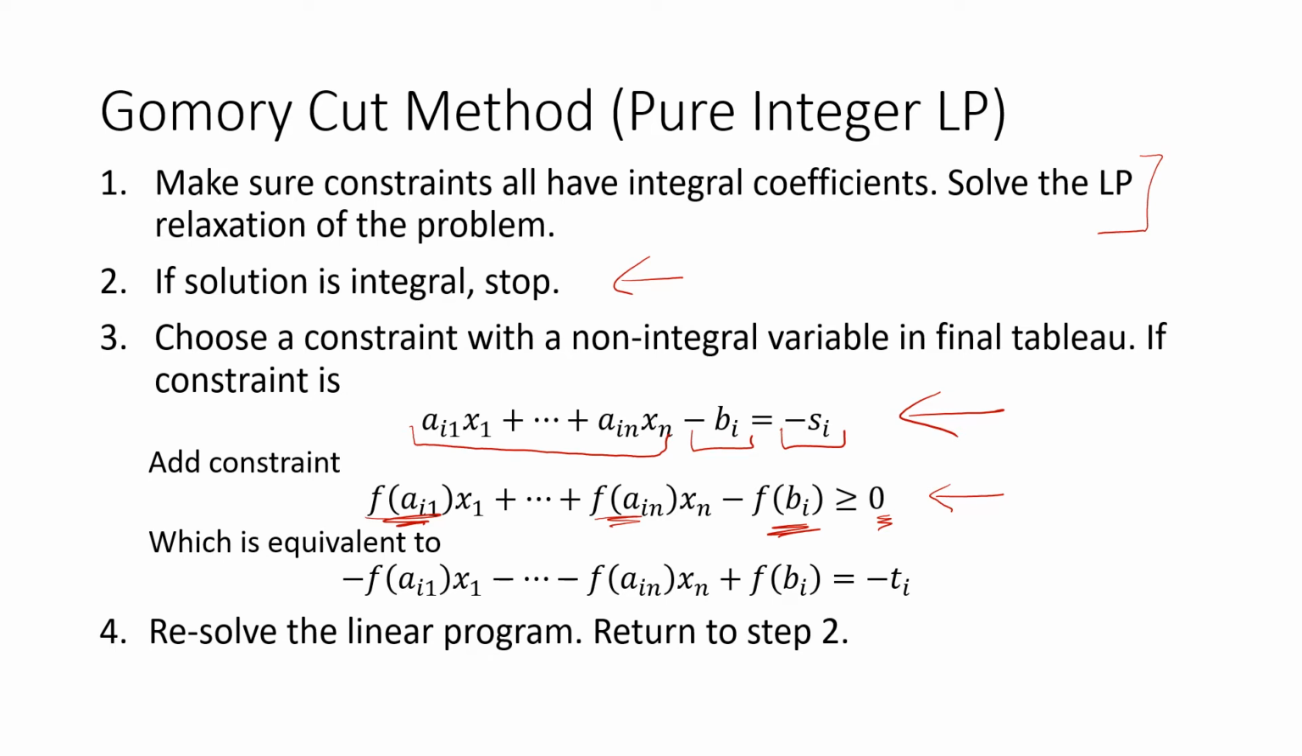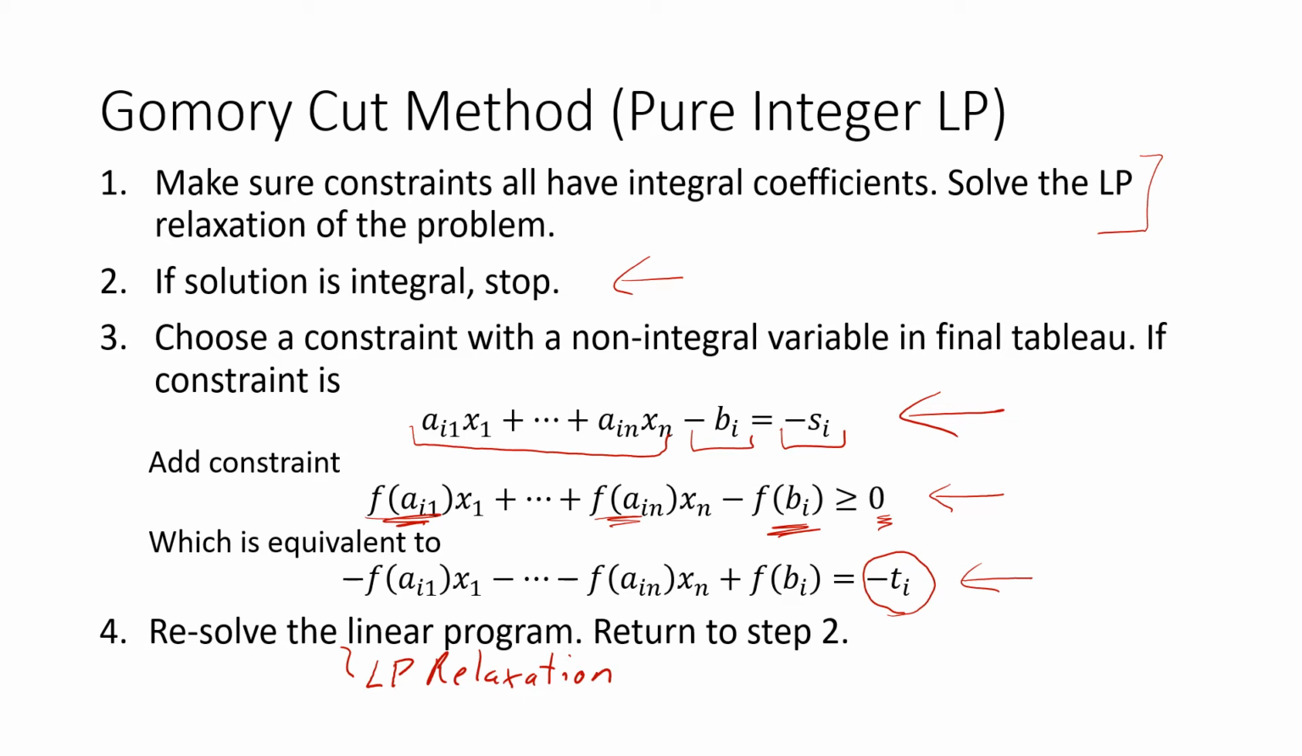That is equivalent to this, where this is now a new slack variable. So what you're doing is you are going to introduce a new constraint and a new slack variable. Resolve the LP relaxation of the new linear program and return to step 2.